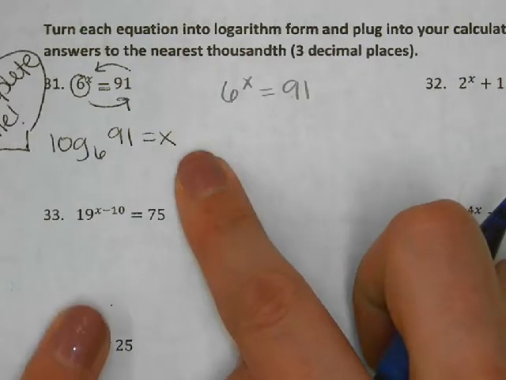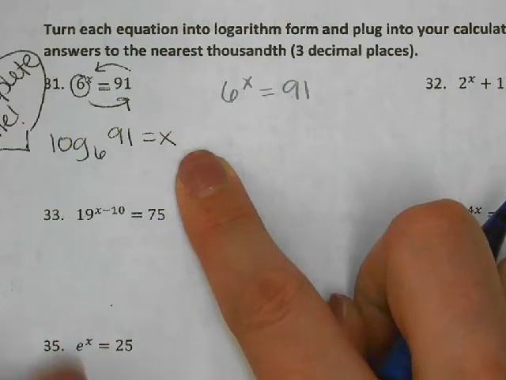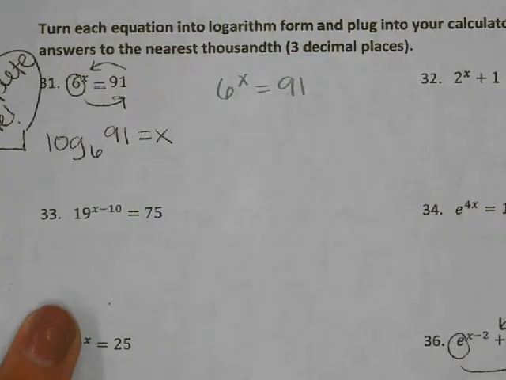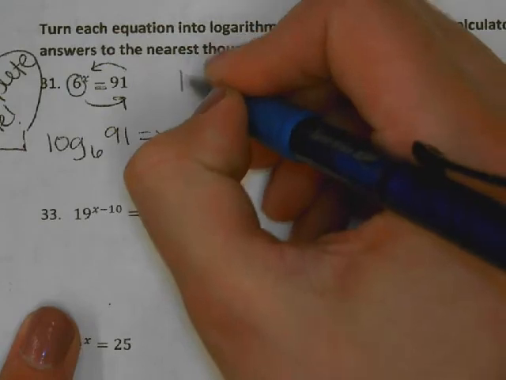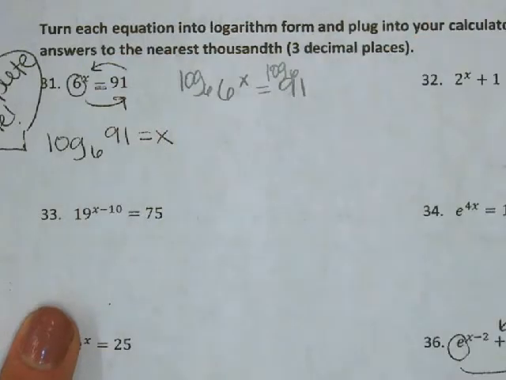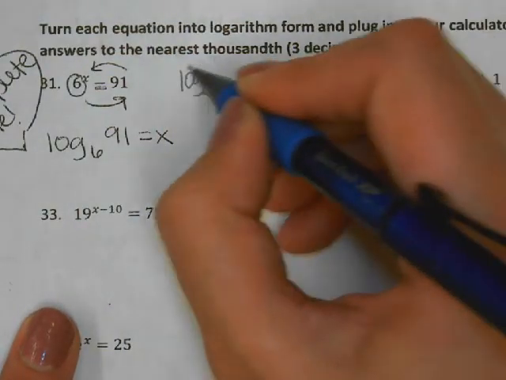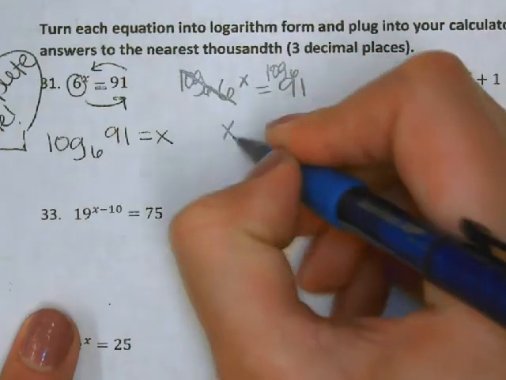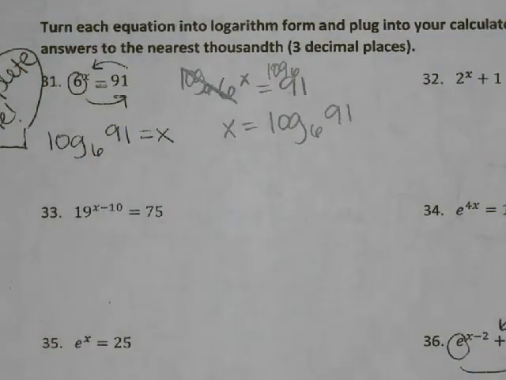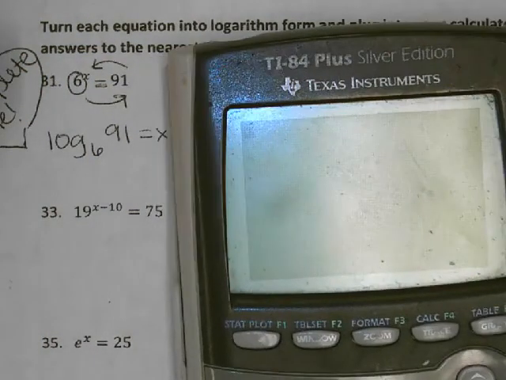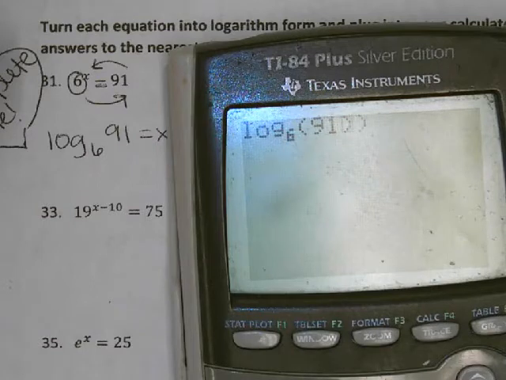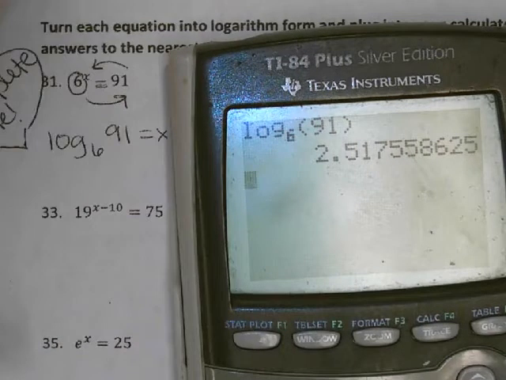If you don't want to do the Tootsie Roll method, if you want to do the inverse method, then you would say the opposite of exponential form with a base of 6 is log form with a base of 6. So we would say log base 6 of 6 to the x, and then log base 6 of 91. And log base 6 of 6 to the x, these would cancel, and you would get x equals log base 6 of 91. So either way, we have the same answer, and we can go ahead and type that in our calculators. So math, up, log base 6 of 91, 2.518.